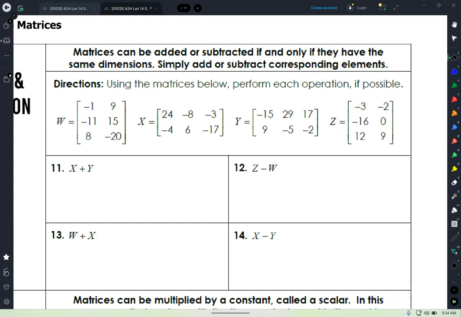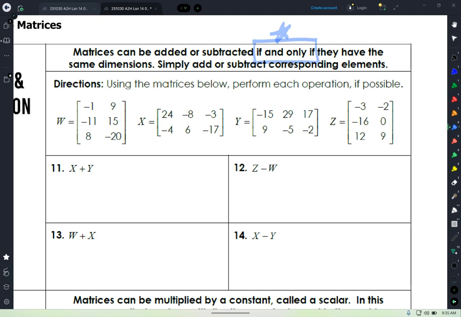Okay, so the whole point of being able to collect data is to do stuff with it. That's one of the things we want to be able to do. We'll start simple and easy with addition and subtraction. Now, this is super important, don't miss it. Matrices can only be added, it says right here, if and only if, box it, highlight it, underline it, double star it, whatever you need to do. Matrices can only be added or subtracted if they have the same dimensions.